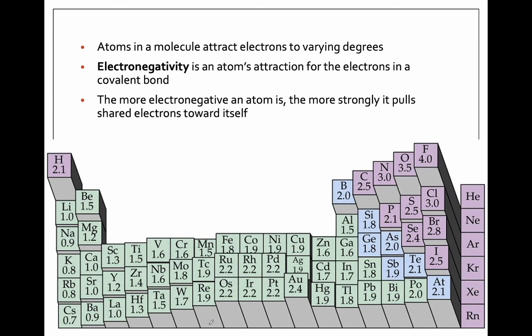But different atoms are attracted to electrons in varying degrees. So I like to think of this as electron greediness. Electronegativity is how greedy are you for electrons, right? How much do you love electrons? The more electronegative, the more you attract electrons. So there are a few key players.